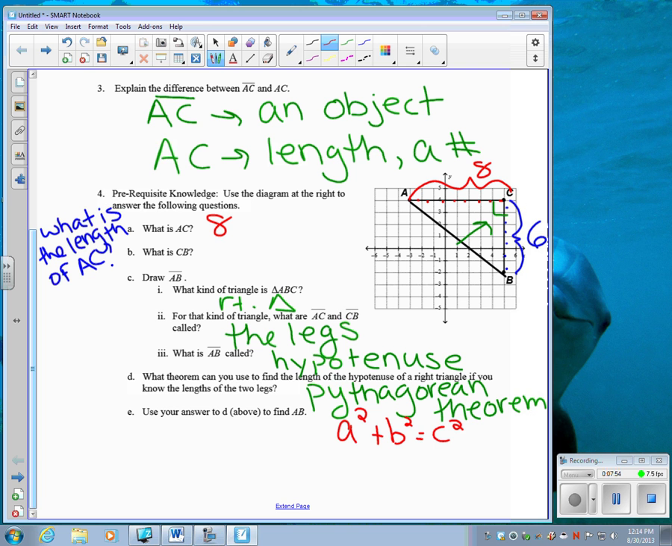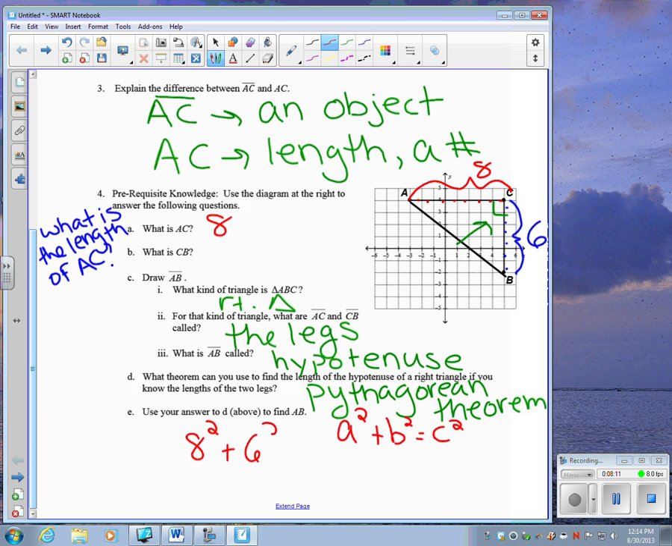All right, so we are going to plug in our information. A and B always represent the legs. C always represents your hypotenuse. So for this, we're always going to know our legs. Okay, so keep that in mind. So we're going to sub 8 in for A, so we'll have 8 squared. We're going to sub 6 in for B. And we are finding C, which in this case, we are finding AB. So we're going to do AB squared, because that's what we're finding.